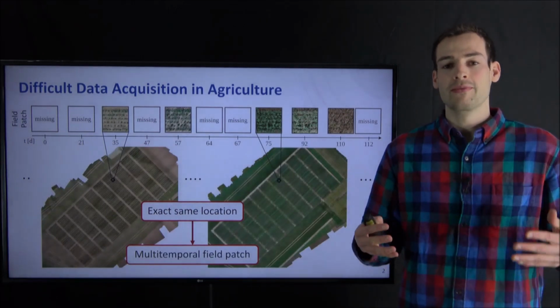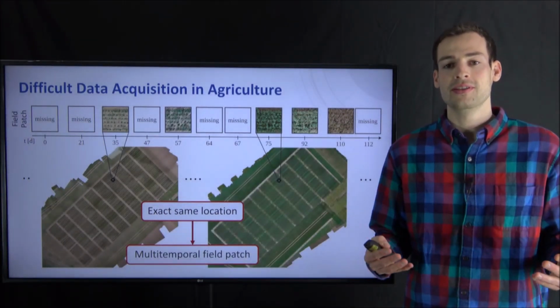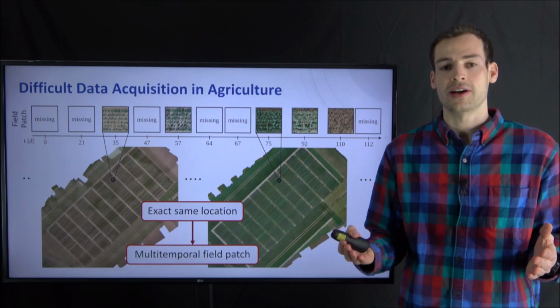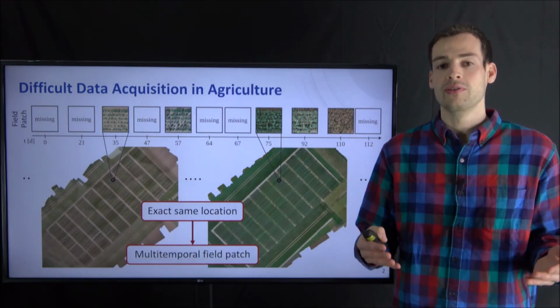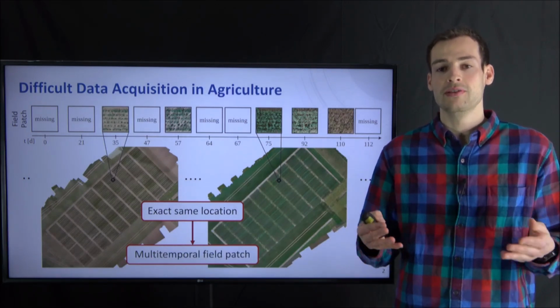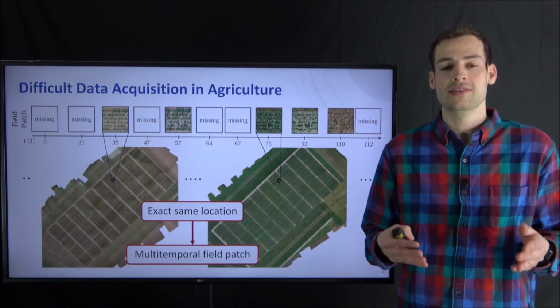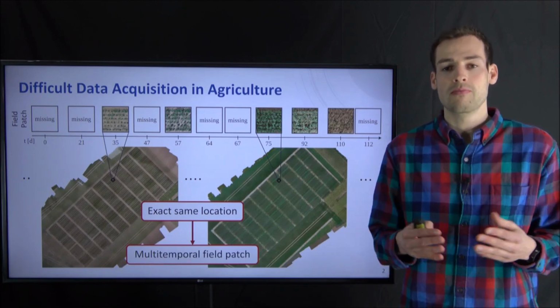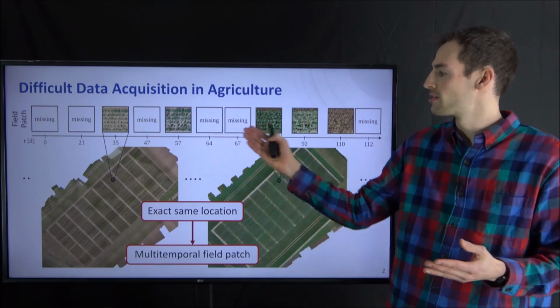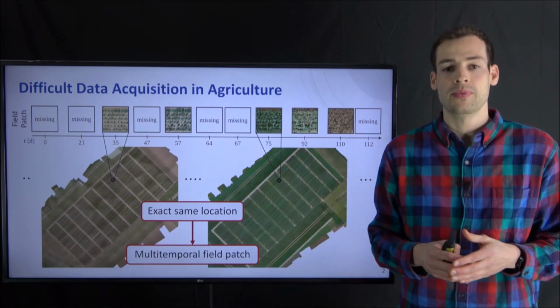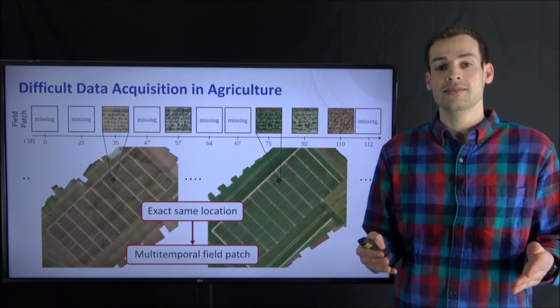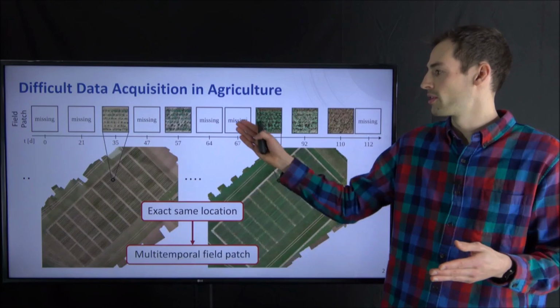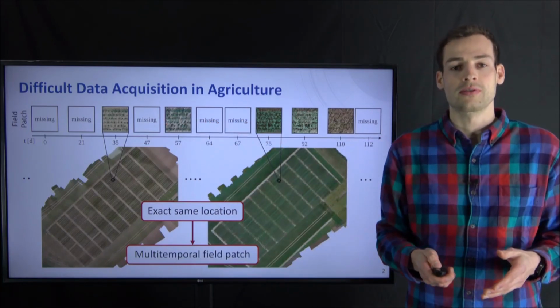For phenotyping in modern agriculture, we are often interested in the development of crops over time. Therefore, we fly over a field by drone several times in the growing season, and when we look at the same position over time, we get a multi-temporal image patch, as you can see here in the upper line. But in almost all cases, this image sequence is incomplete with missing images in between.